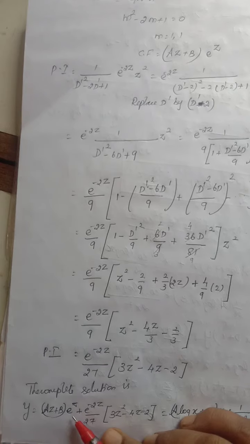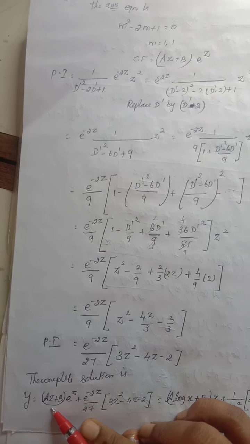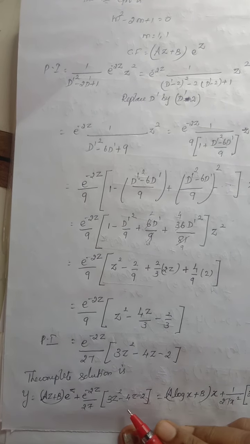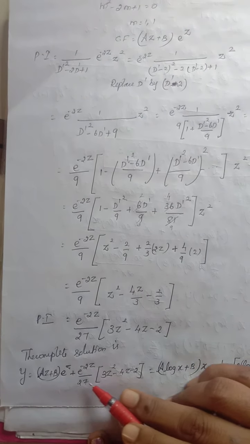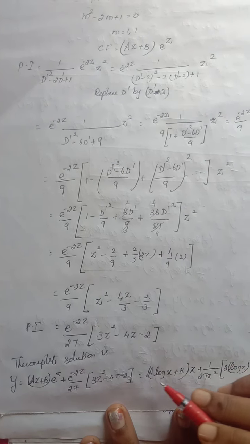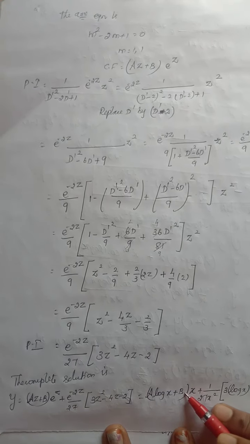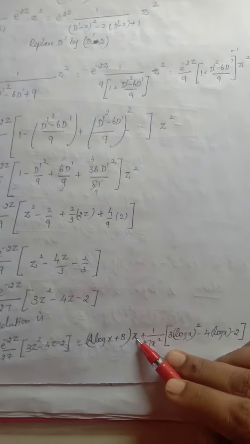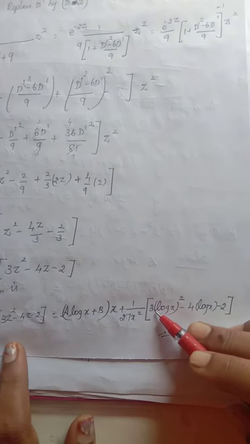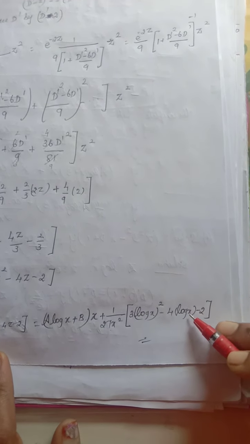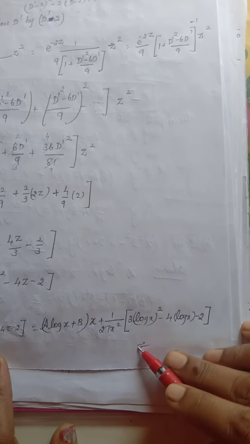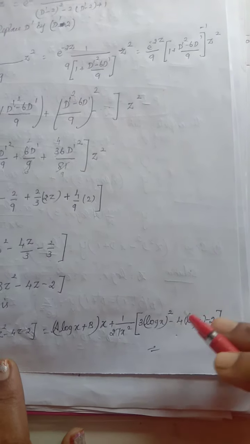The complete solution is y is equal to the complementary function plus the particular integral. So after writing the complementary function and particular integral, you want to replace all the z values with x terms. That is (a log x plus b) times x, plus 1 divided by 27 x squared, (3 (log x) the whole squared minus 4 log x minus 2). So this is the complete solution for the given problem.